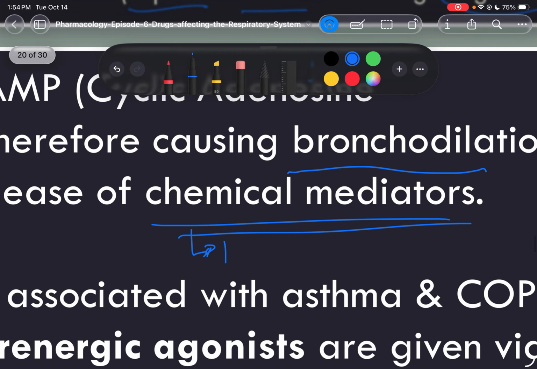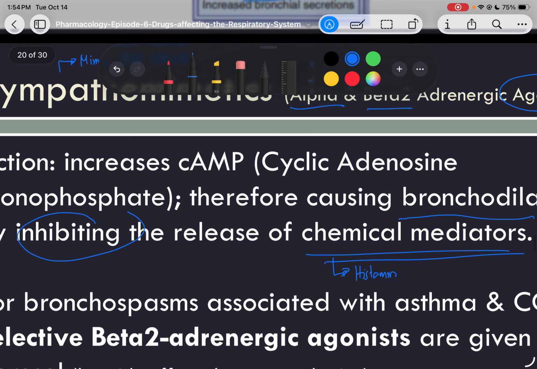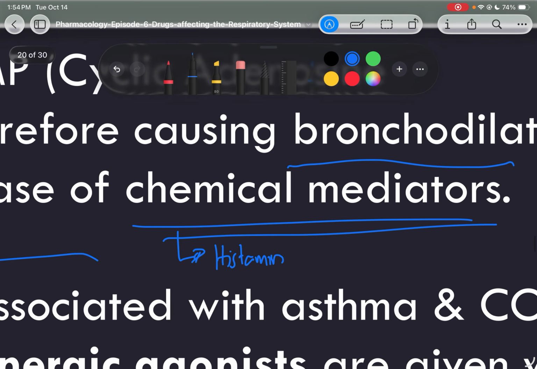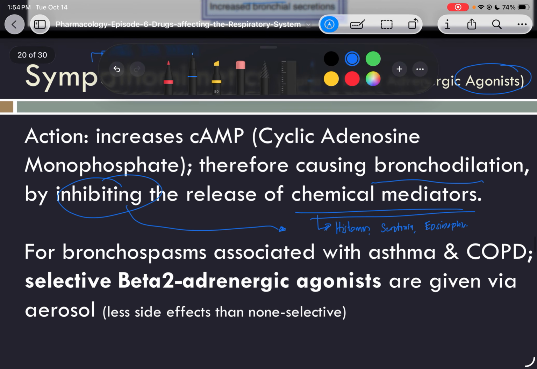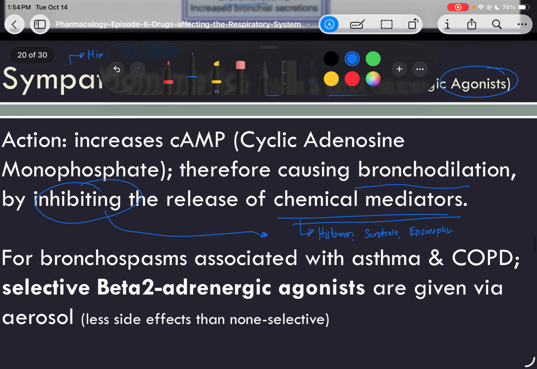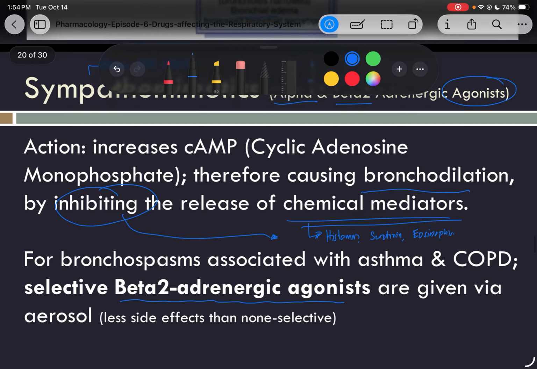They will stop the release of our histamine, our serotonin, our eosinophils. And as such, for bronchospasms associated with COPD and asthma, beta-2 adrenergic agonists, selective beta-2, are given via aerosol because there are fewer side effects than non-selective. Okay?